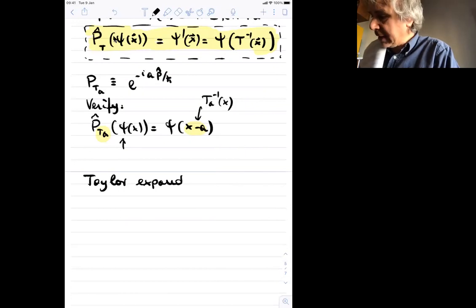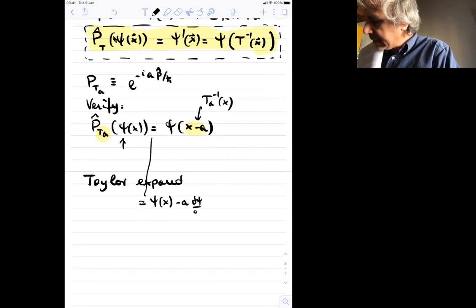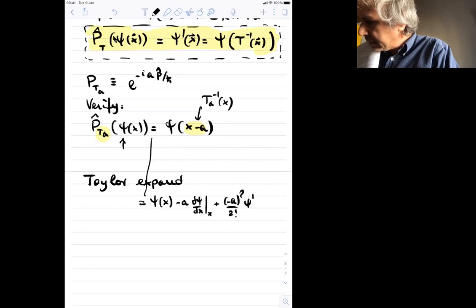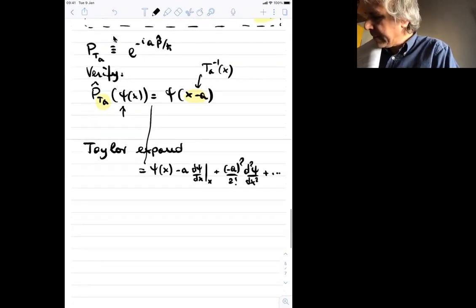So I want to show you that this operator is in fact a simple operator that we already know very well. Let me Taylor expand. If I Taylor expand, this is psi of x minus a, the derivative of psi of x calculated at position x, plus minus a squared over 2 factorial, the second derivative, plus all other terms, right? Okay, very good.